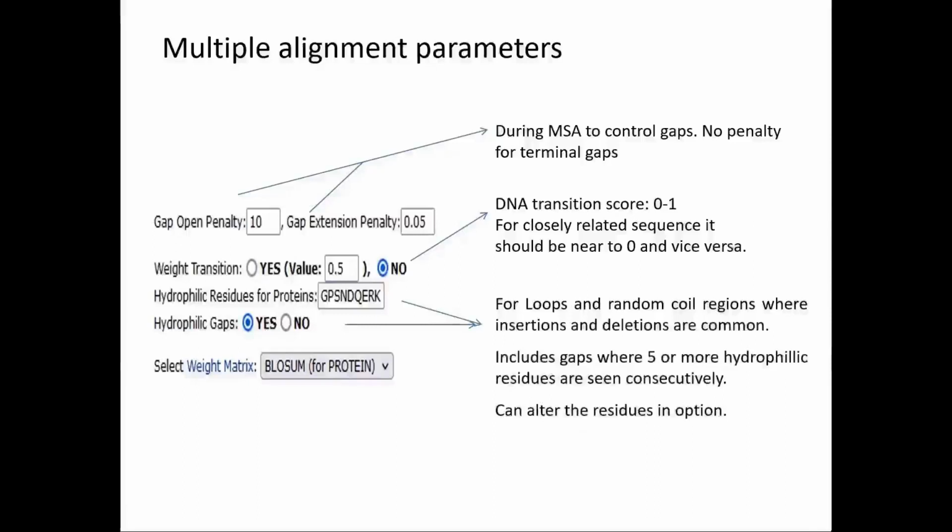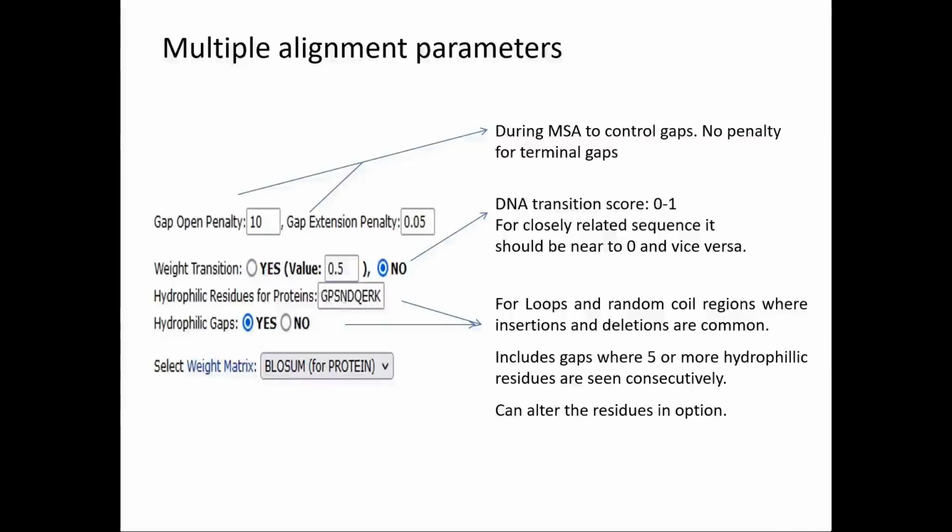Generally, when you compare proteins, the proteins will differ in their size, in their loops and random coil regions. So, while aligning the sequences, gaps can be introduced in these regions. When this option is chosen as yes, the gap opening penalty and extension penalty in this hydrophilic region will be given less value, so as to allow gaps in those regions. And the user can also alter the residues. Depending on your protein, the user can remove residues or include some more residues.